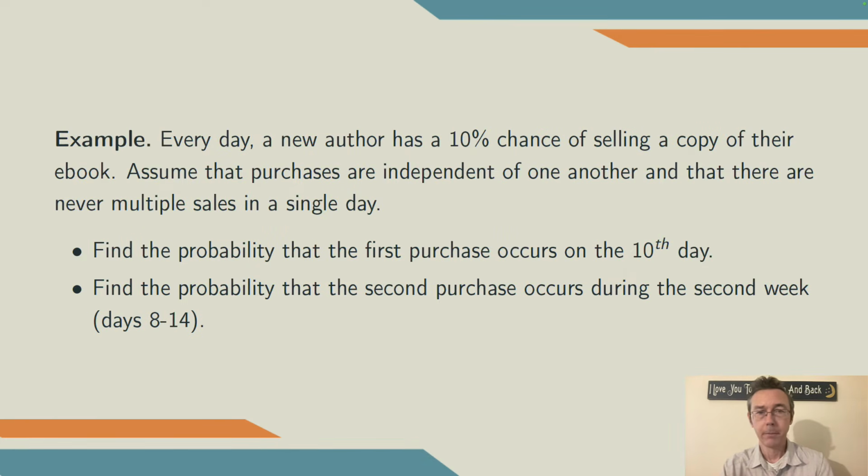Here's another example. Every day, a new author has a 10% chance of selling a copy of their new ebook. Assume that purchases are independent of one another and that there are never multiple sales in a single day. So here I'm basically saying, assume we have Bernoulli trials. Find the probability that the first purchase occurs on the 10th day, and then find the probability that the second purchase occurs during the second week. And so that means on days 8, 9, 10, 11, 12, 13, or 14.